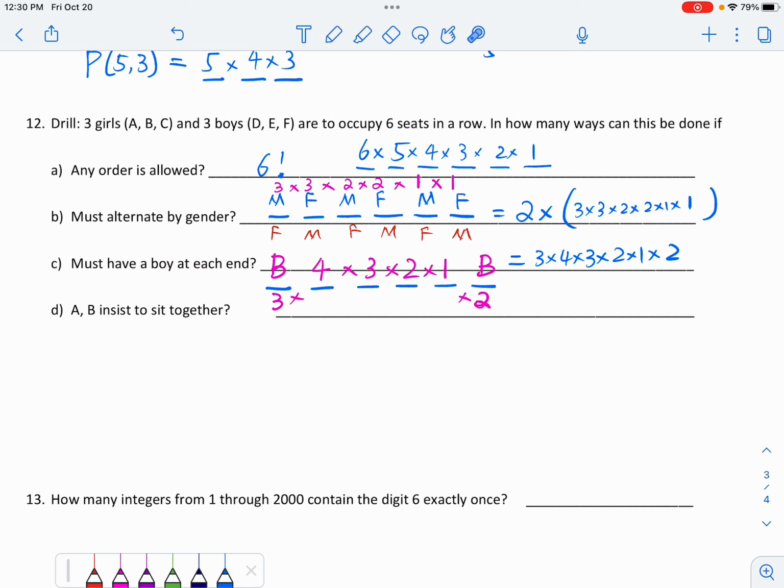What about A and B insist to sit together? Okay, so what about they insist to sit together? So think in this case, instead of writing 6 seats out, I think I can just say pretend A and B are together, and therefore they can be thought of as a unit.